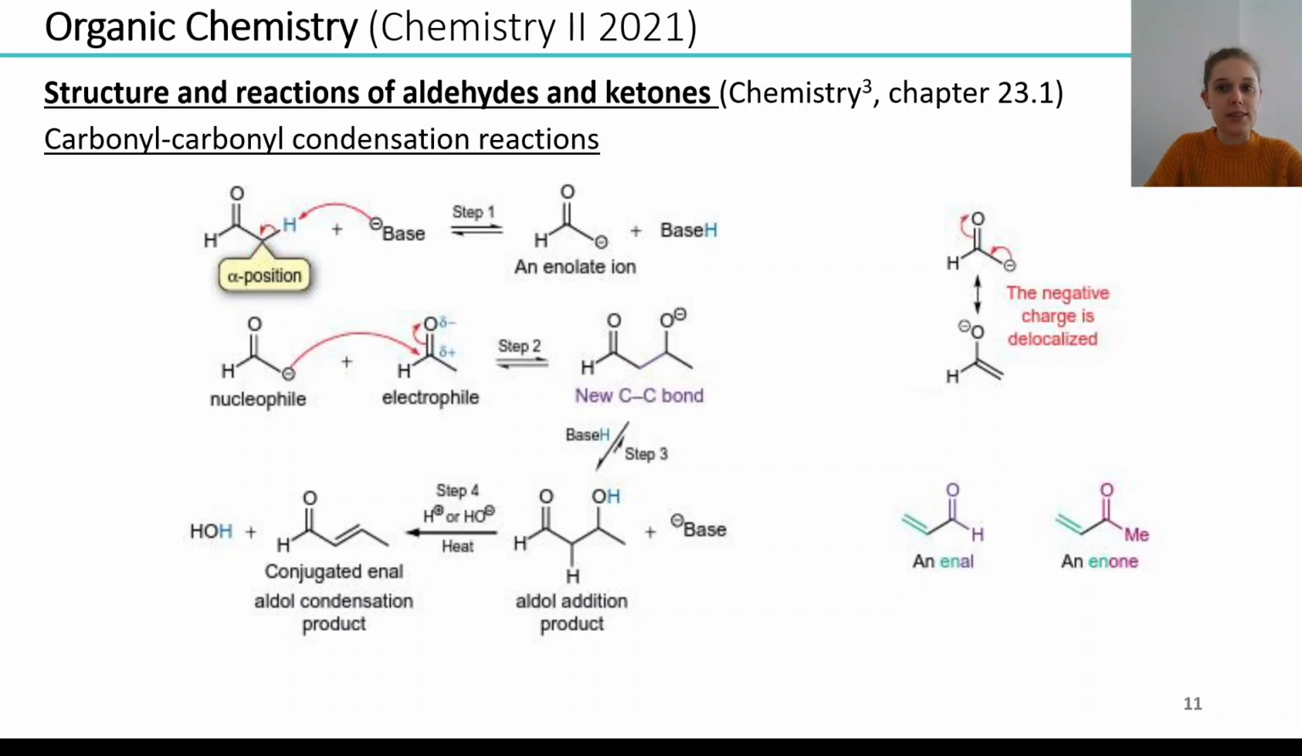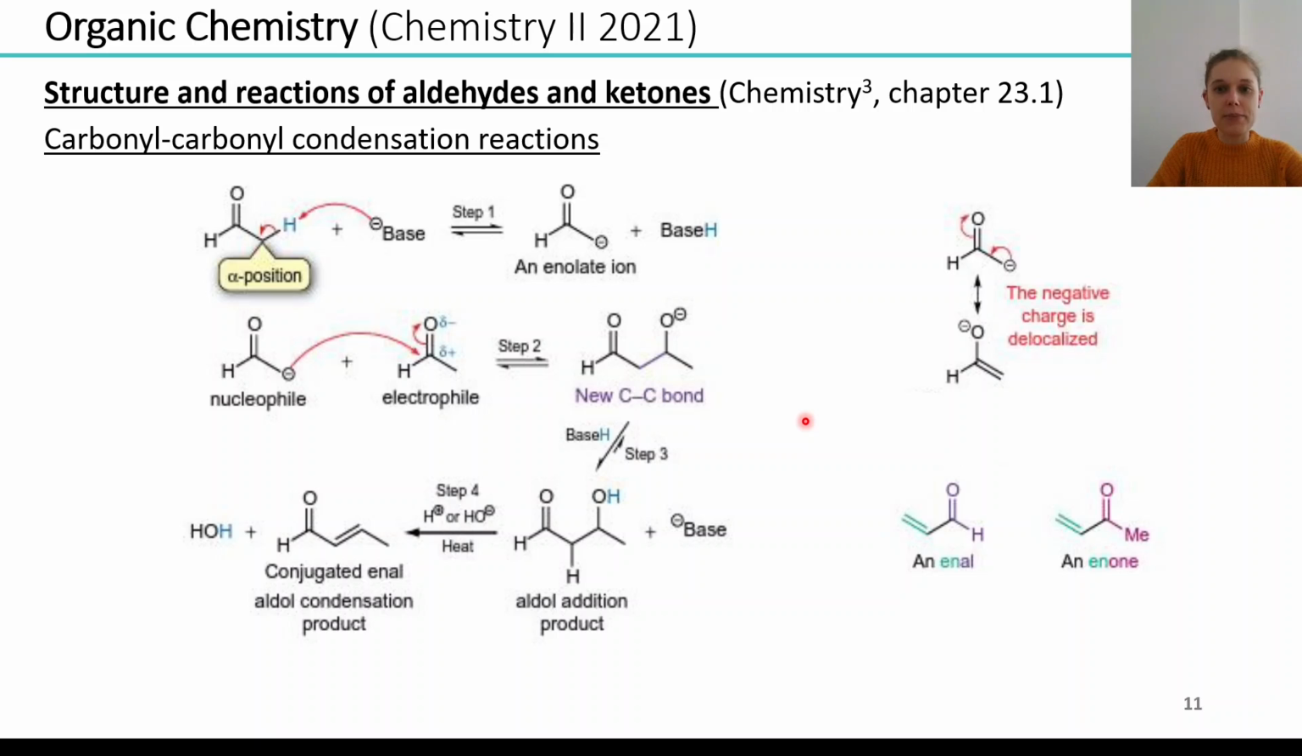If we have a look at the aldol condensation of ethanal, we can see that in the first step, the proton in the alpha position of ethanal is removed by the base and an enolate ion is formed. This enolate ion reacts then in the second step with an electrophile, and the electrophile is now the second molecule of ethanal, which is not deprotonated. And hereby a new carbon-carbon bond is formed. And this molecule is also called an alkoxide ion.